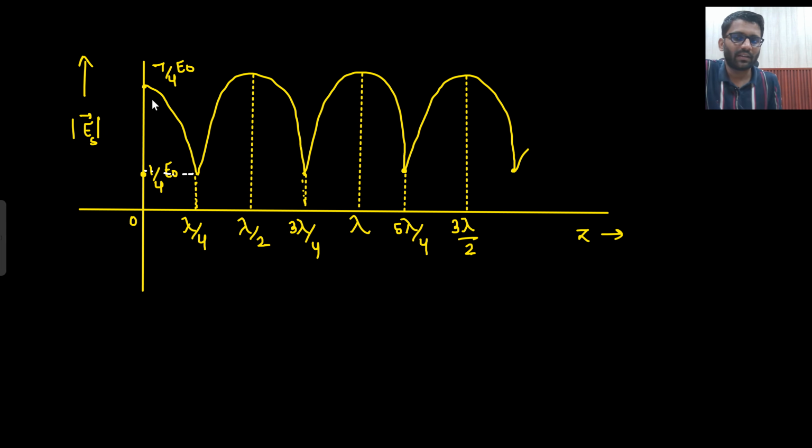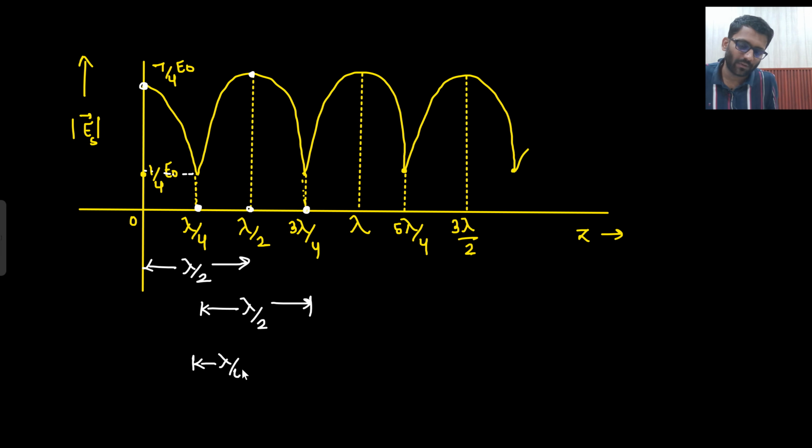What do you notice here? This is your maxima, this is your maxima. What is the distance between two maxima? Lambda by 2. And what is the distance between two minima? Lambda by 2. And what is the distance between consecutive maxima and minima? Lambda by 4. Did you understand this point? Between two consecutive maxima, the distance will be lambda by 2. Between two consecutive minima, the distance will be lambda by 2. Between consecutive maxima and minima, the distance will be lambda by 4.